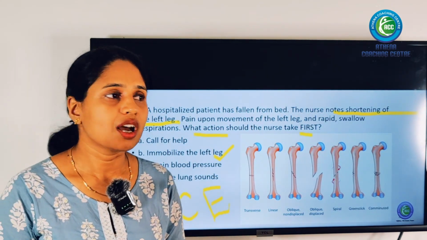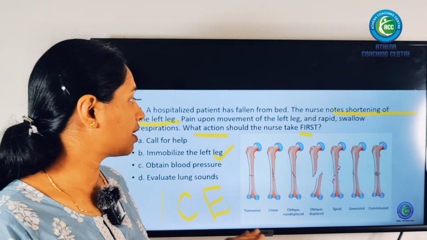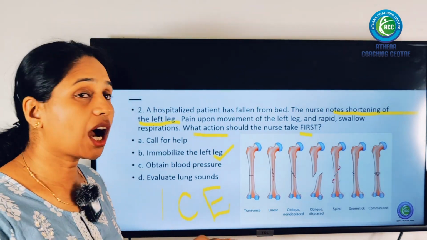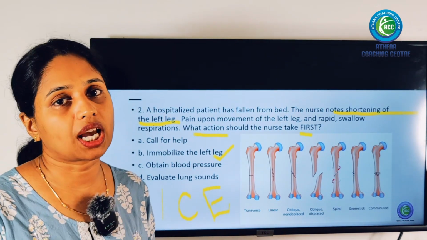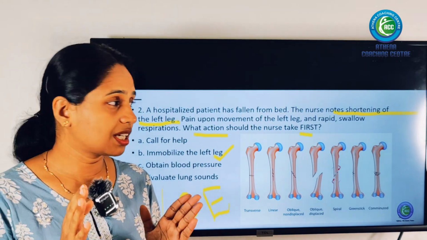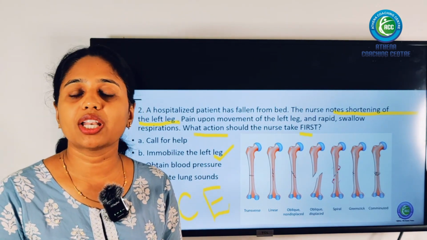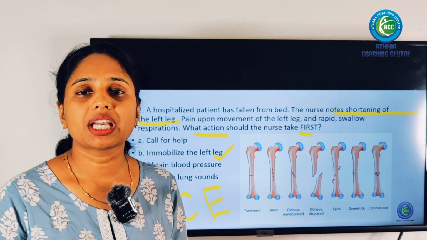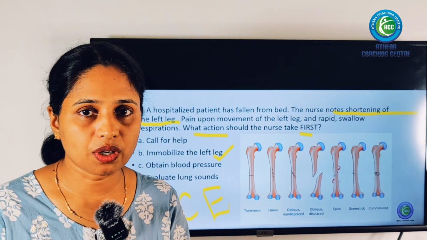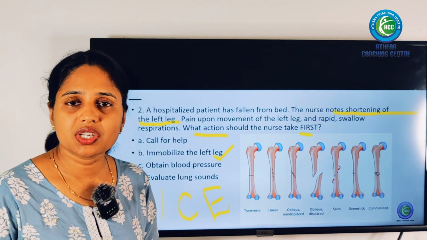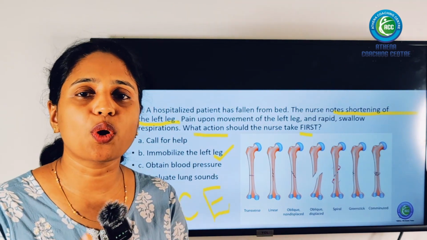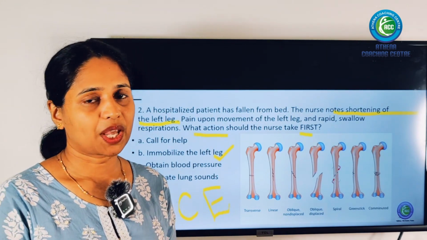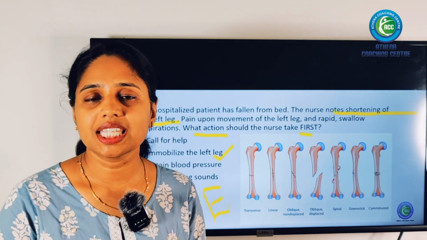I repeat this. What all things you have to remember regarding fracture? What is fracture? What are the types of fracture? And how do we manage a patient with a fracture? This is really important. When you are not following the proper management in order, you are putting the patient at risk. So while managing the patient, please remember not to put the patient at risk. Okay, fine. So we'll discuss another question.